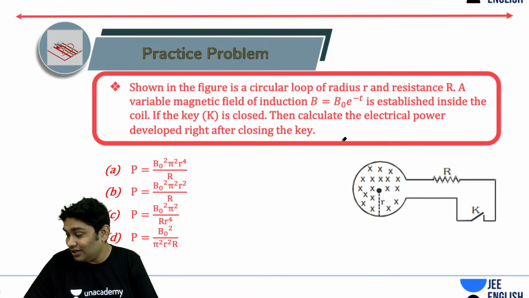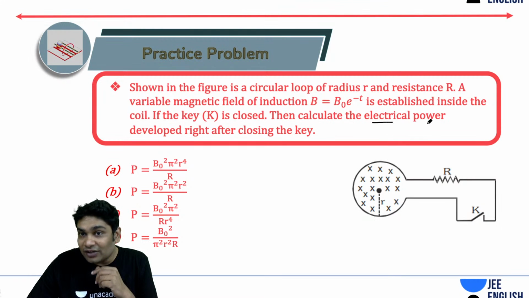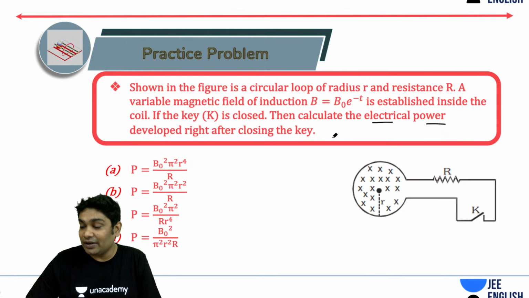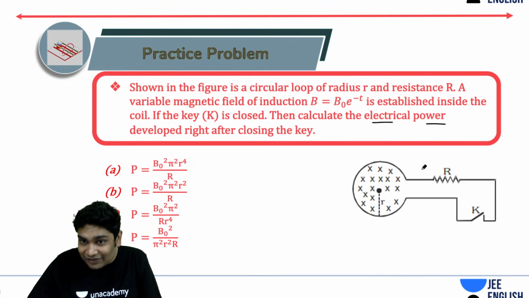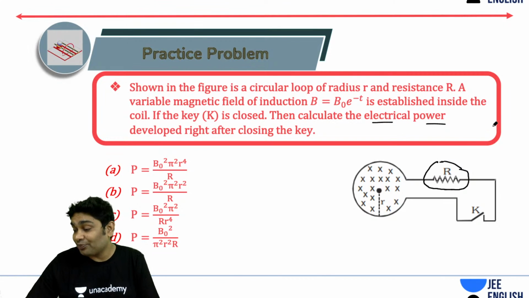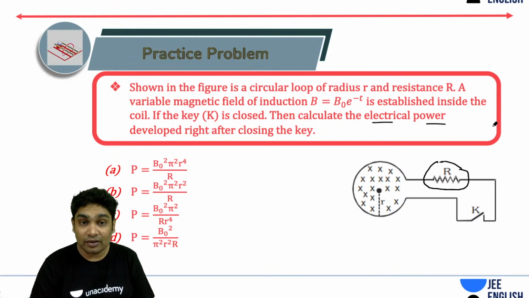So try this on your own. And also tell me, where is this power coming from? Who is doing the work for this electrical power to get dissipated? Obviously, when the current flows through this loop, some energy is going to get dissipated across the resistor. Now the question is, where is this energy coming from? Try and let me know where you think this energy is coming from.